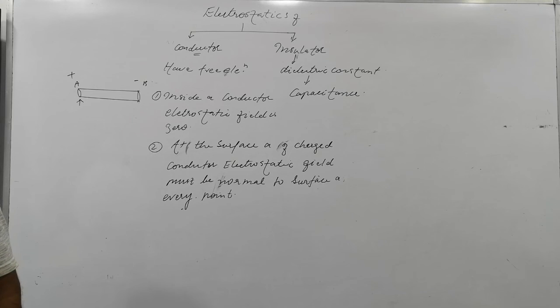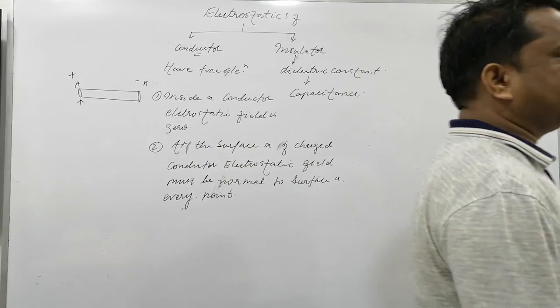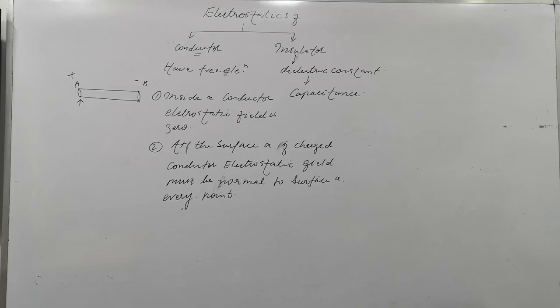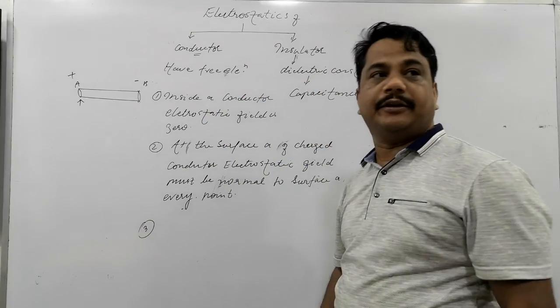Next, at a point inside the conductor, there is no excess of charge. Why is there no excess of charge? Suppose there is a charged body here. Just go on writing.